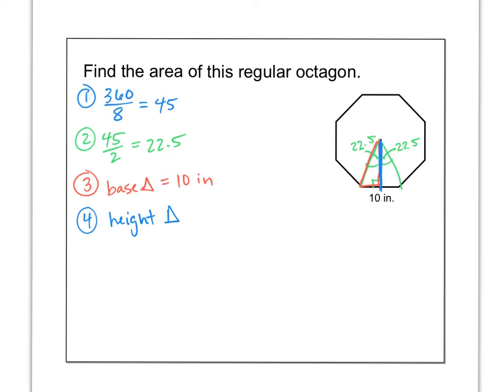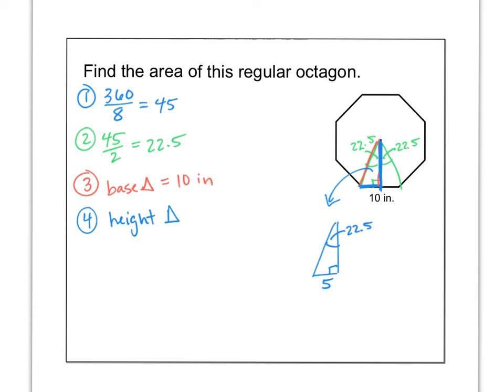So what I'm going to do is actually take this right triangle and just redraw it down here. This is a right angle. This is 22.5. And the whole base was 10, but this part is half of 10, so it's 5.